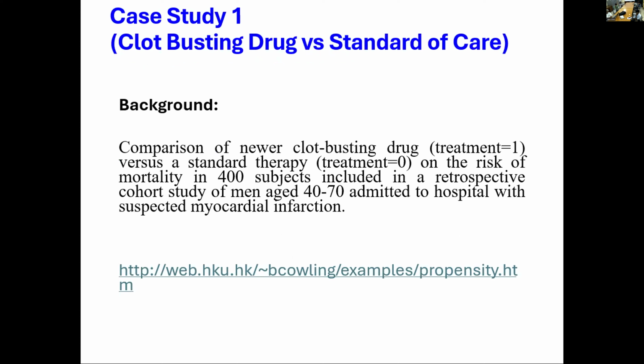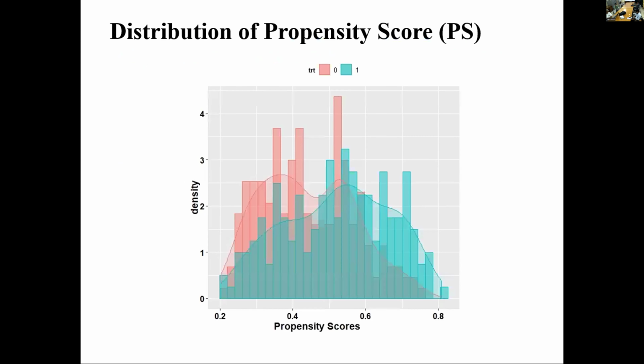I'm going to present the two studies which we have done. This is open source data, clot busting drug versus the standard therapy. So this is 400 subjects, a decent number, not large, in thousands. Therefore, we need to see what kind of histogram comes out. If you look at this histogram, in my observation, there is a good overlap between the two groups. So it suggests to me that I don't have to do adjustment analysis, PSA. Let us see the results.